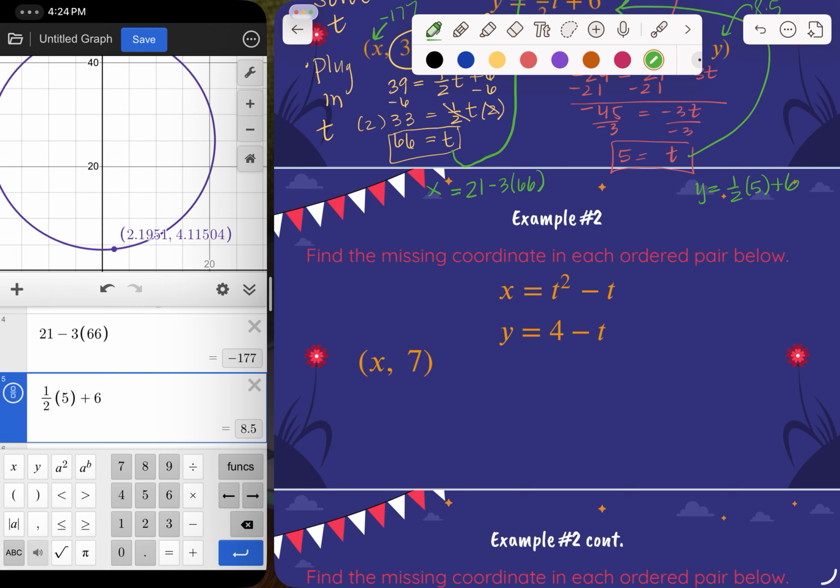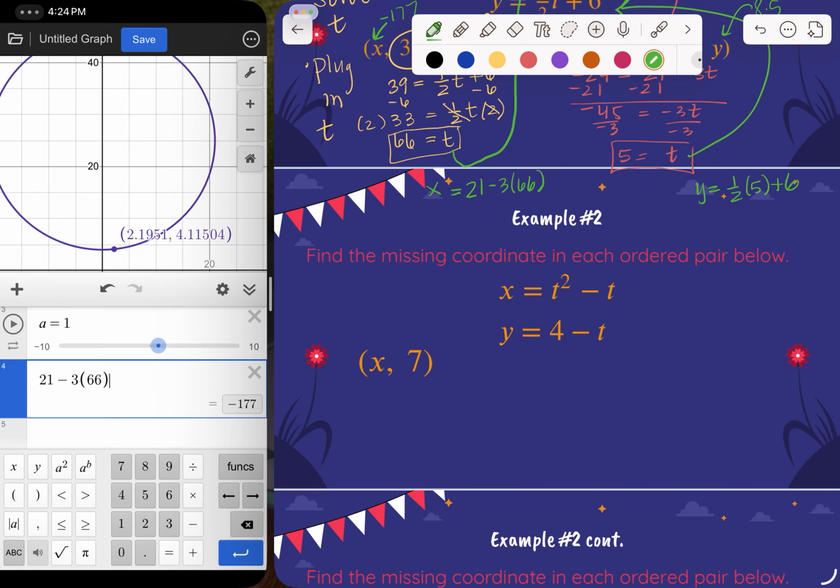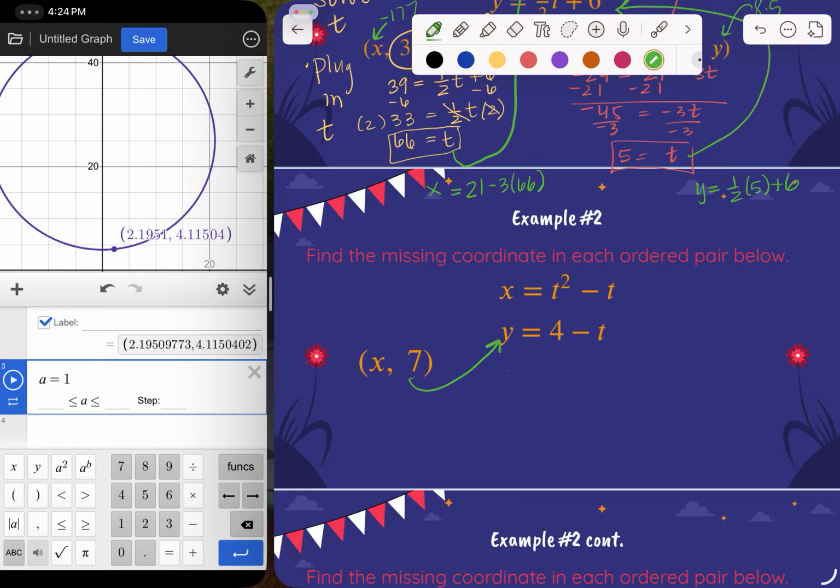Okay, let's see if we can solve this one. Delete these two here. I have y, so I'm plugging that in here. 7 equals 4 minus t. I'm going to subtract 4 from both sides. So I get 3 equals -t. You can either multiply or divide both of them by -1. Positive t equals -3.